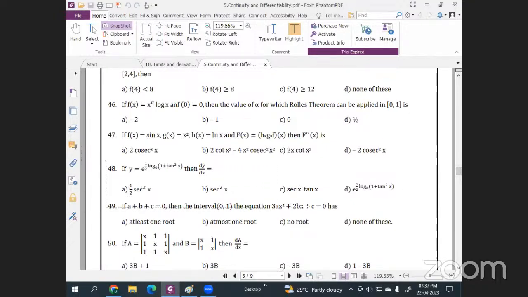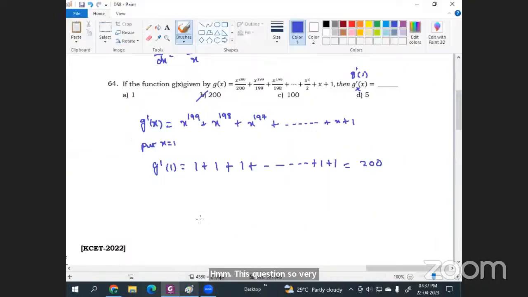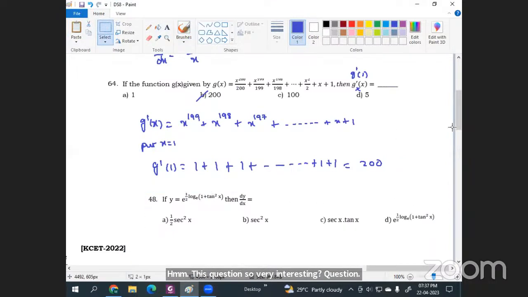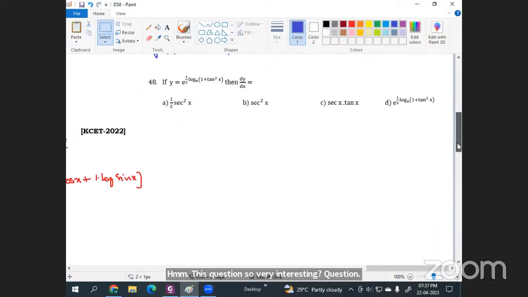This question is a very interesting question. Try this question. y equal to e power 1 by 2 log of (1 plus tan square x) to the base e, then dy by dx equal to? y equal to e power 1 by 2 log of (1 plus tan square x) to the base e.